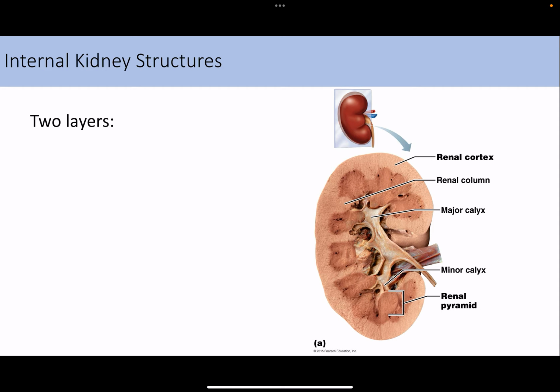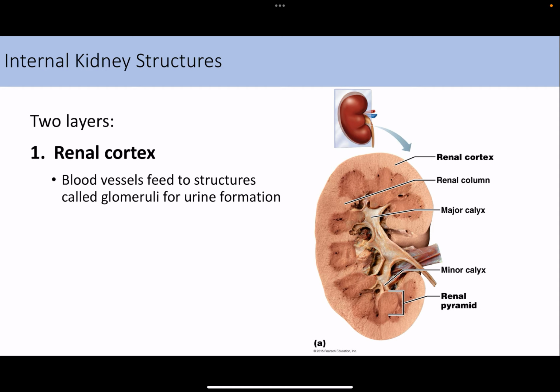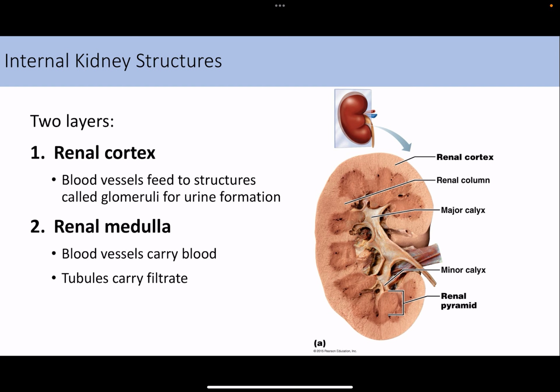All right, so your kidneys have 2 layers, which you should have seen during the pig dissection. We have the renal cortex, which has blood vessels to feed the structures called glomeruli for urine formation. And then in the renal medulla, the blood vessels are going to carry blood, and the tubules are going to carry filtrate in that region.